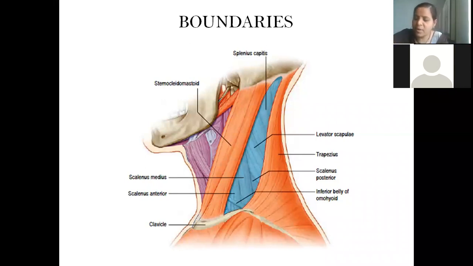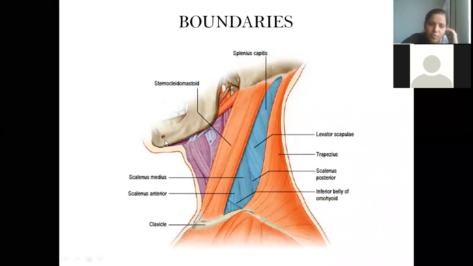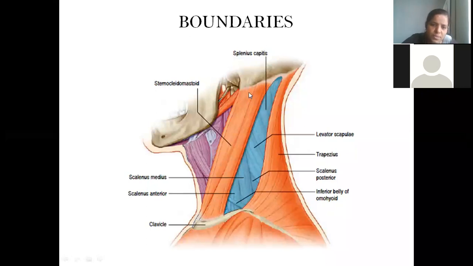Now, superiorly, what are you seeing here? Superiorly, you are finding the lower border of the mandible. So these are the boundaries that we see in the anterior triangle.